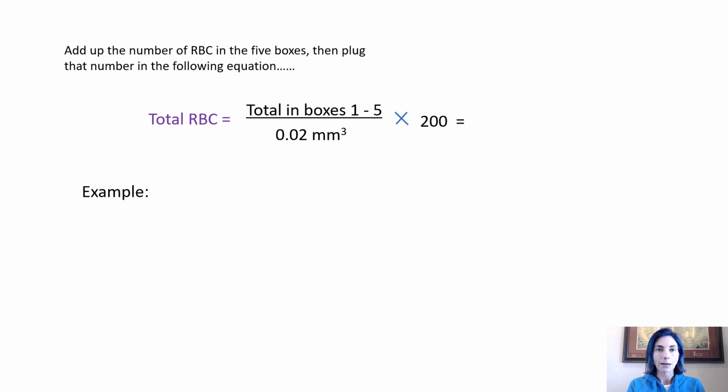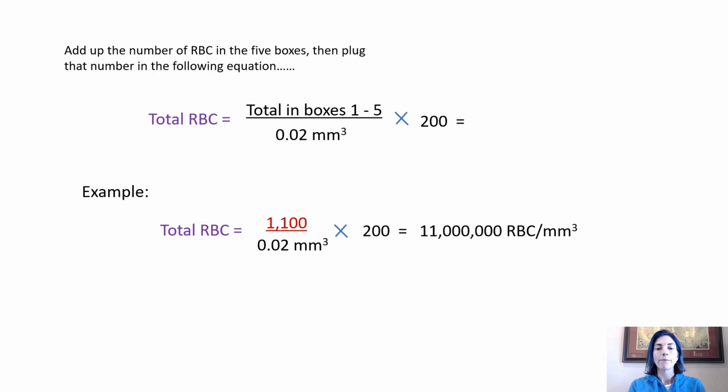To give you a quick example, let's say the total number of counts that you came up with for sample A or C maybe was 1100. I don't actually know that that's the real number, but let's just say it is. Then you would put in 1100 divided by 0.02 millimeter cubed, multiplied by 200, and you would get 11 million red blood cells per millimeter cubed. Now, if that seems like a lot, it is. Remember, we were using sheep's blood, not human blood. Sheep have smaller red blood cells and more of them.